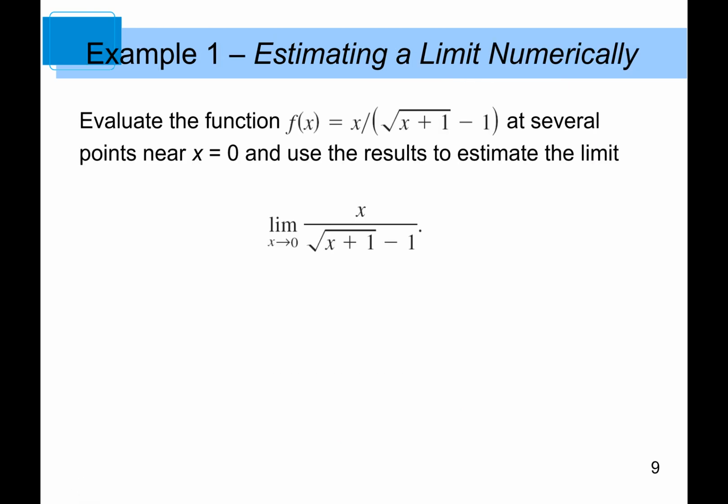So let's take a look at this: evaluate the function f of x equals x over the square root of x plus 1, minus 1, at several points near x equals 0, and then use the result to estimate the limit. If you do direct substitution, meaning you just plug in x equals 0 into this function, f of 0, you're going to have 0 over the square root of 0 plus 1, minus 1. So 0 over 1 minus 1. The square root of 1 is 1, and 1 minus 1 is also 0, so we have 0 over 0. This is what we call an indeterminate form.